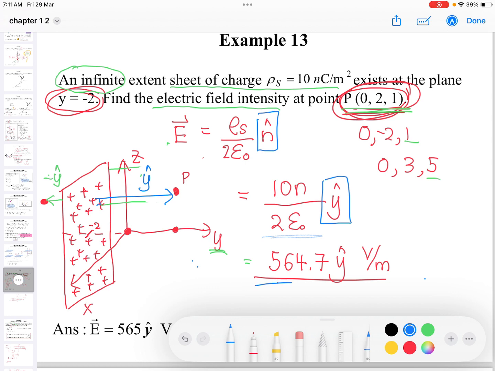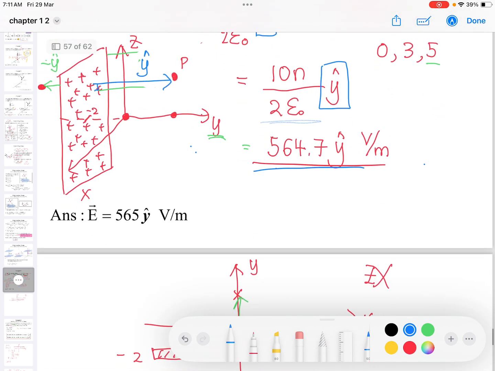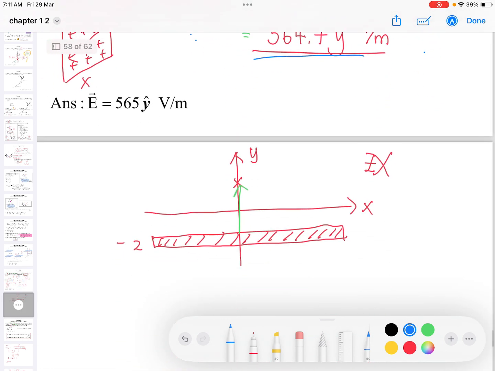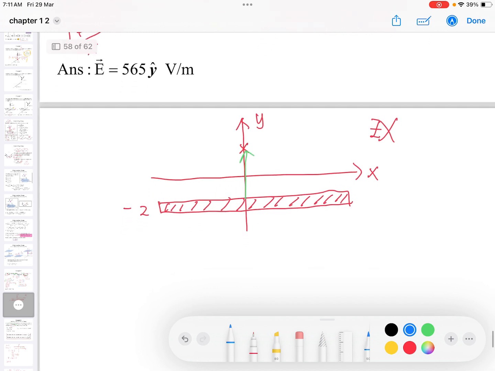Okay, so you get your answer, this one. You can also solve this thing easily using a 2D drawing. So this is a 2D drawing. In 2D drawing, you don't need to draw all the axes. You just draw 2 axes.